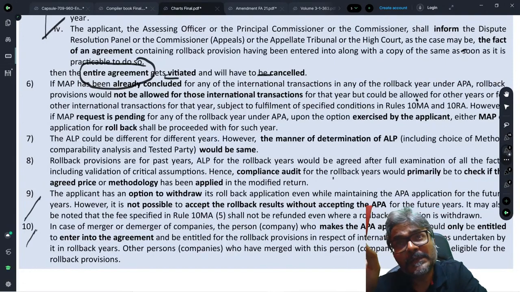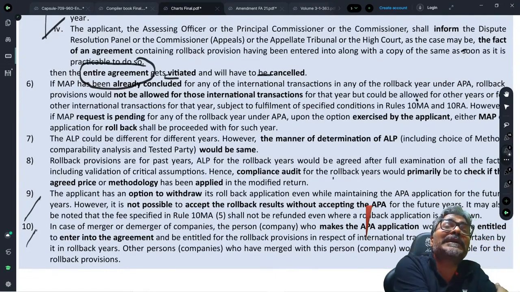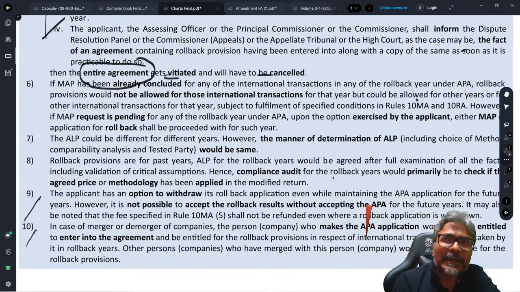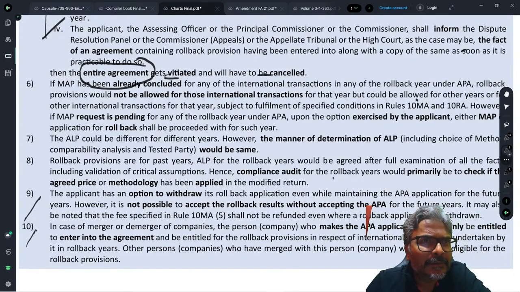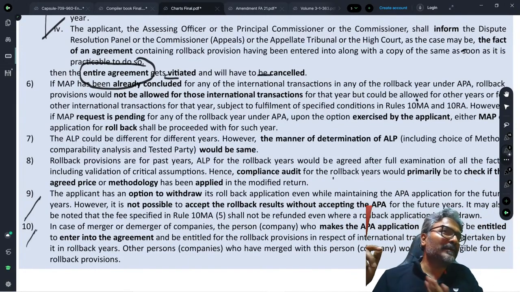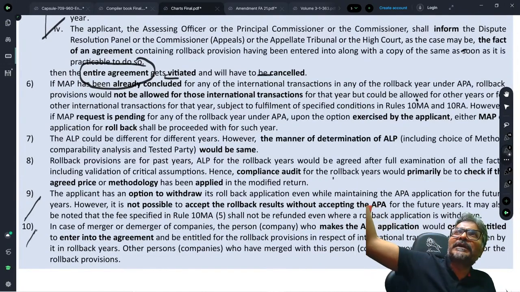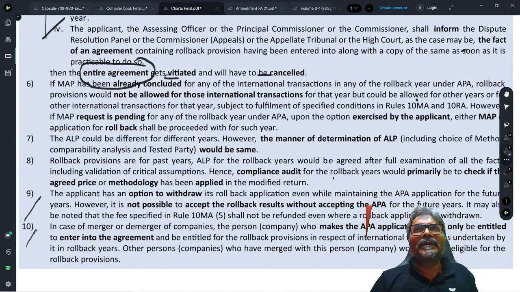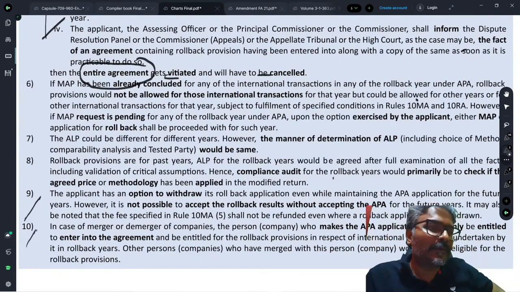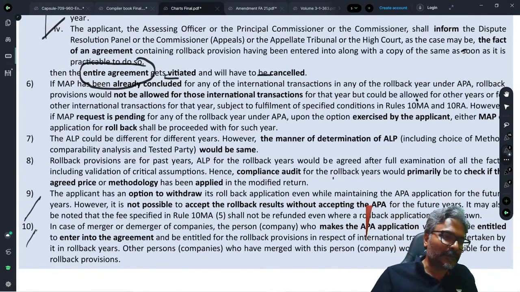But is the reverse true? What do I mean by the reverse? Can I withdraw the APA while I want to continue with, and maintain, my rollback application? Is this possible? The answer is no. It was because of the APA that you got the rollback. So how is it possible that the substance is taken away and you just want to retain the form, which is the rollback? Not possible. The substance is the APA of the future year. So there can never be a case where you want to maintain the rollback but don't want the APA with that particular price. This cannot be done. I hope that all of you are clear with this one.